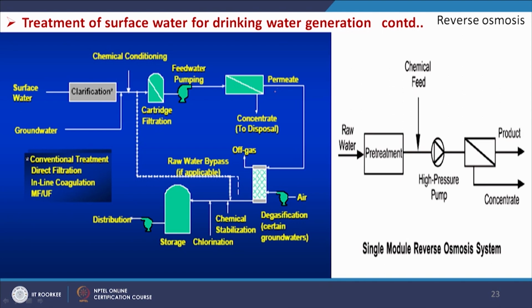So, it is coming here. One permeate, and this is the concentrate, which will be rejected. The permeate comes, and then off-gas air is passed to remove any gas remaining in the water to make it odor free, and then it comes for the chlorination or disinfection and is sent to the distributor.